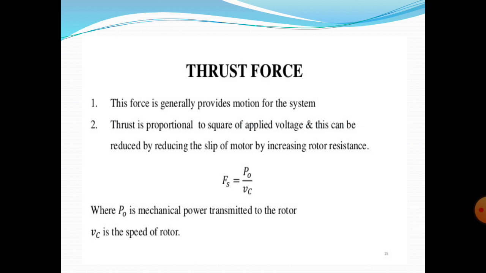And next one is thrust force. This force generally provides motion for the system. That means it's a linear motion for the system. The thrust force is proportional to the square of the applied voltage, and this can be increased by reducing the slip of the motor and increasing the rotor resistance. Fs, the thrust force, is equal to P naught divided by Vc. P naught is the mechanical power transmitted to the rotor, and Vc is the speed of the rotor.